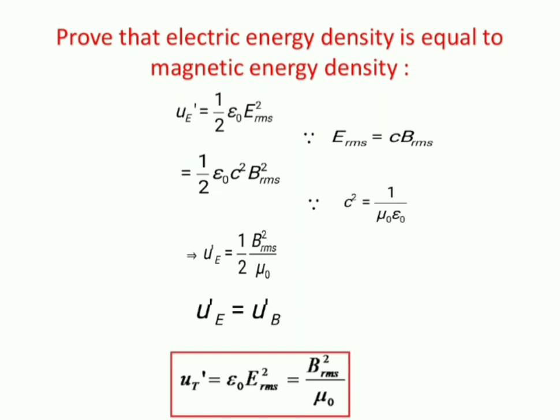Since both have the same magnitude, when you add them, the total energy density comes out to be epsilon naught E RMS square, which is also equal to B RMS square by mu naught. Again I repeat, here E and B are RMS values. If your answers are in peak value, replace it as E naught by 2.